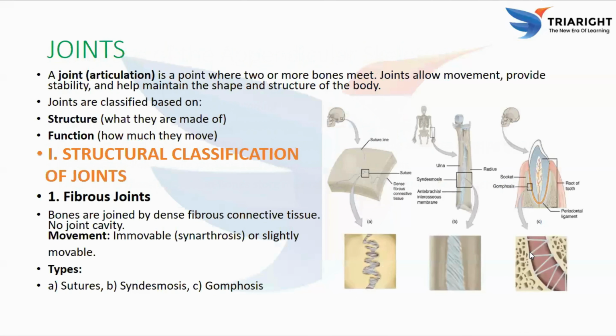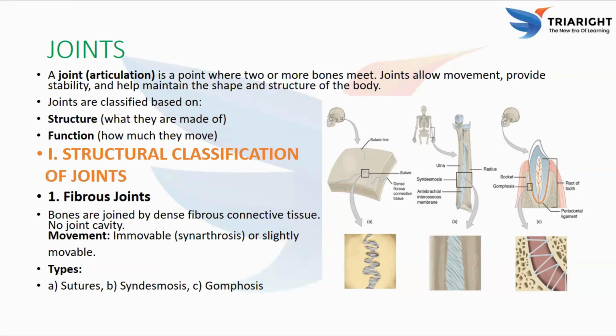So now let's discuss the joints. Joints and types of joints in the human body. So what is a joint first? A joint is where two or more bones meet, right? So what do these joints do? They allow movement, they provide stability and they also help to maintain the shape of the body.